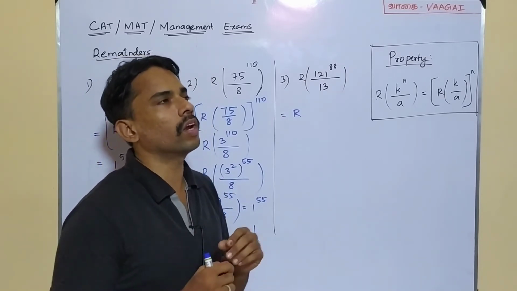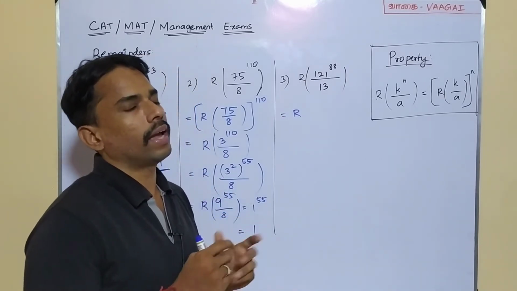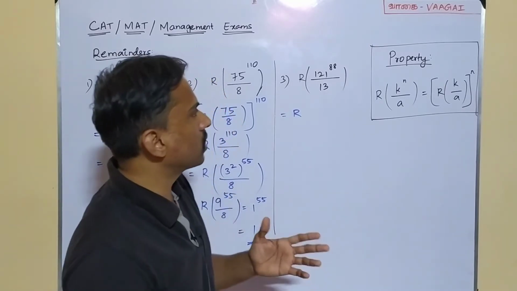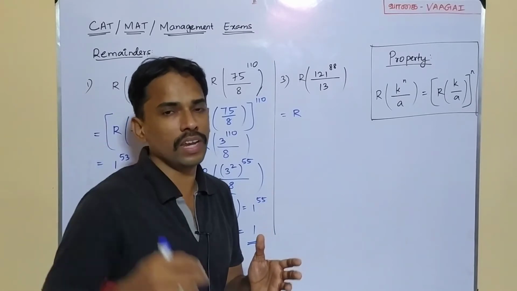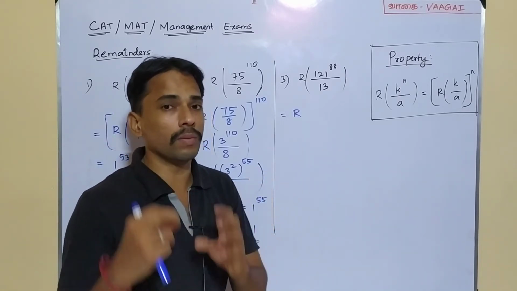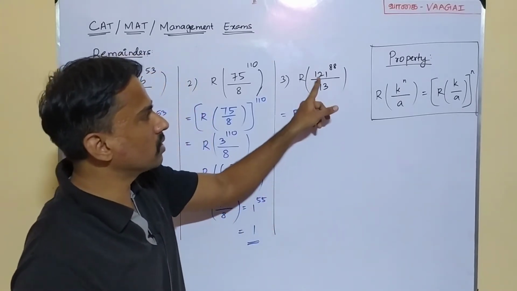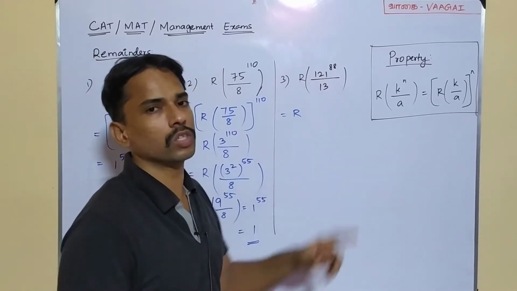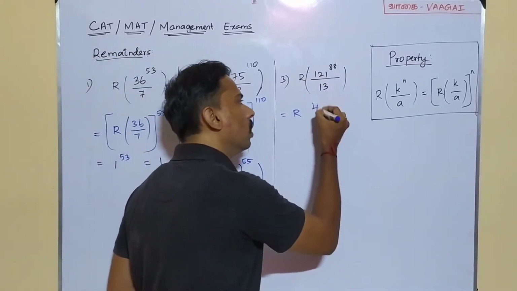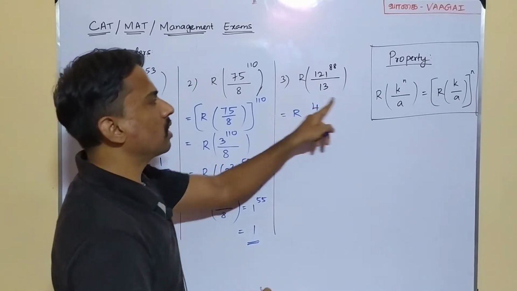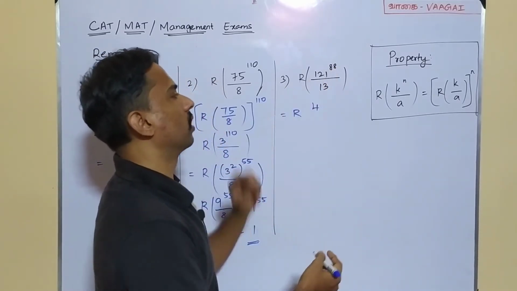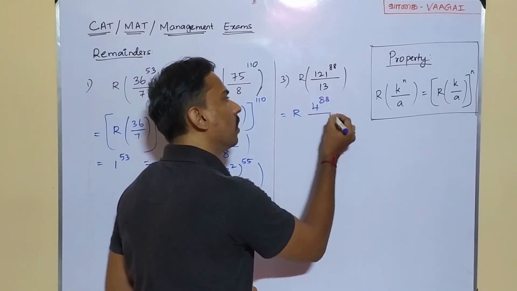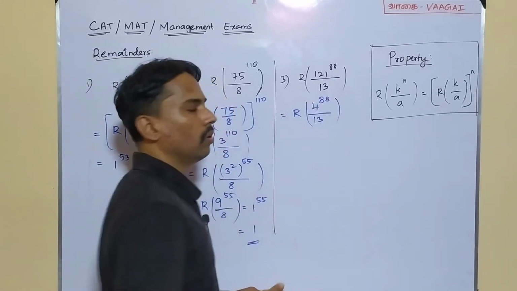So 121, we can go up to 9 times, I think. Yes, 13 nines are 117, but that doesn't matter. We only need the remainder. If it is 117, we get an excess of 4 here, so the remainder will be 4. Like what we did earlier, the same thing we have to do here. We got the remainder 4. Again, raise that 4 to this power. So 4 power 88, you divide it by 13.